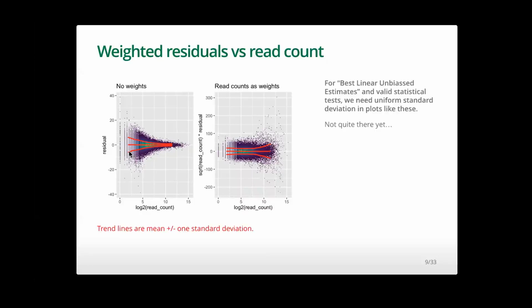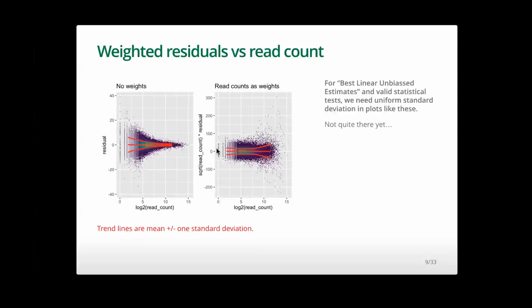Now we're going to use read counts as weights initially. Based on that weighted sum of squares, if we plot the square root of the weight times the residual, that should then be uniform. We want this quantity, square root of weight times residual, to be uniform relative to anything else that we might plot it against. That's what we need to be able to do valid statistical tests.